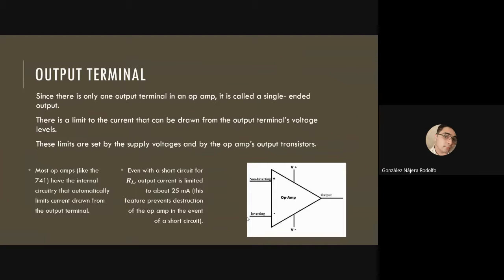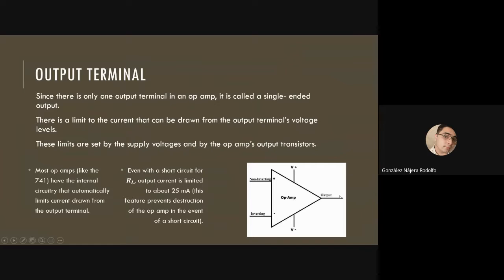Most operational amplifiers, like the 741, have internal circuitry that automatically limits current drawn from the output terminal. Even with a short circuit for RL, output current is limited to about 25 milliamperes. This feature prevents destruction of the operational amplifier in the event of a short circuit. This is an example of that.